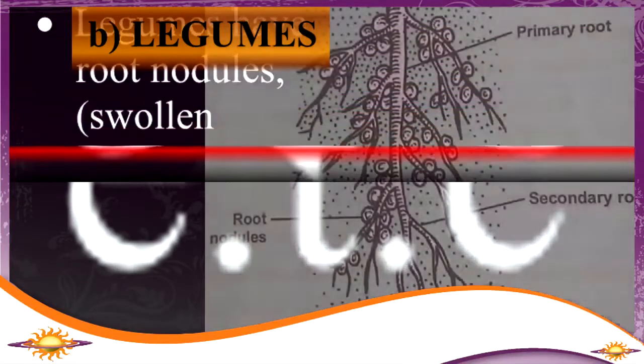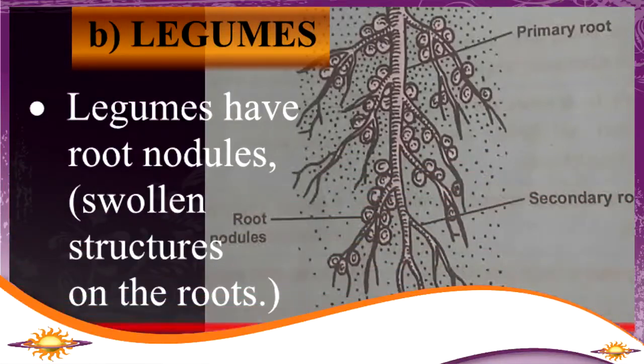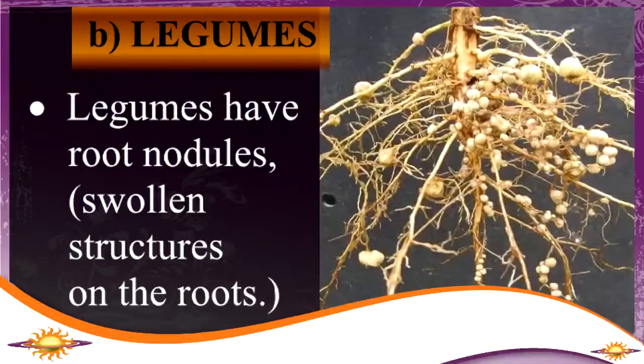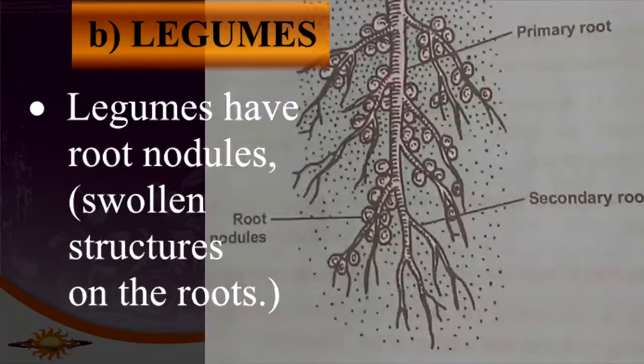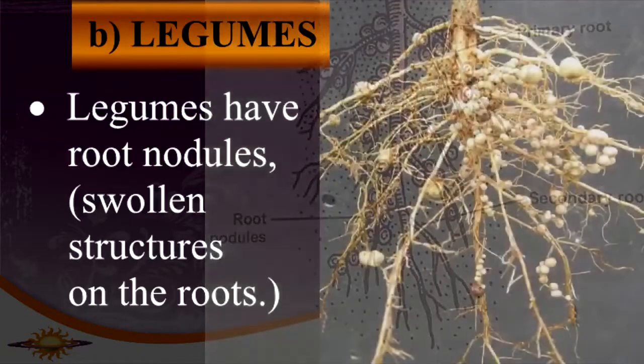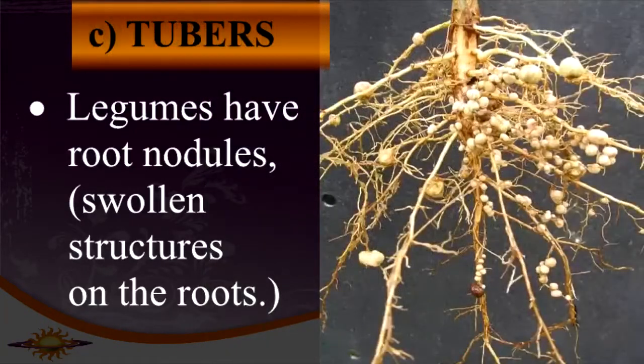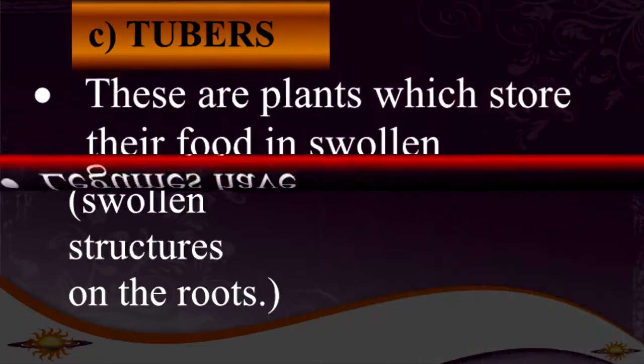It's important to note that legumes have root nodules. What are root nodules? These are swollen structures found on the roots. We shall discuss this in the coming units. The third category, tuber crops.